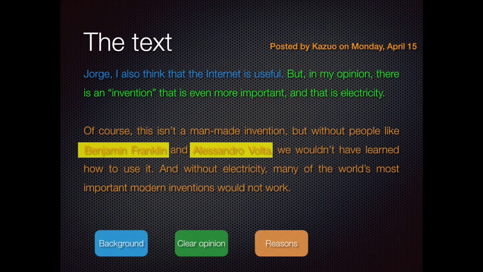The other problem with Kazuo's composition is his choice of invention. It is very abstract. He even admits that electricity isn't a man-made invention. He would have been better off choosing an actual man-made invention because it doesn't give much space for further discussion. He might as well have just said air is the best invention, because without air, the people who invented these objects wouldn't have been able to breathe.